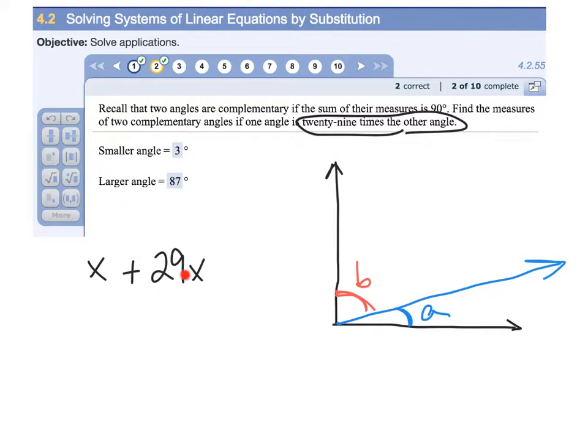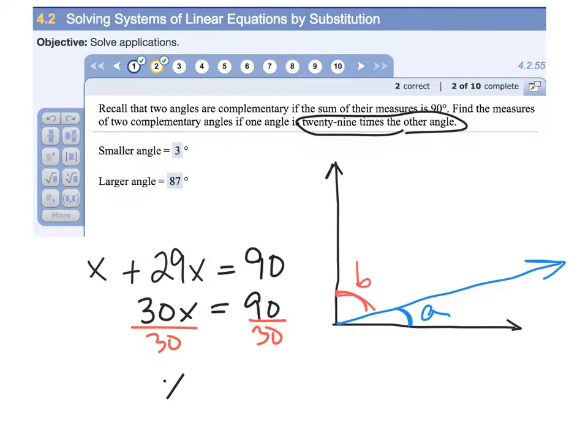And we know that if we add these two angles together, we are supposed to get 90. So we can add, and we get 30x is equal to 90. Now we could divide both sides by 30, and that gives us x is equal to 3. So the tiny little itty-bitty baby angle is 3 degrees. Let's say that's this one right here.